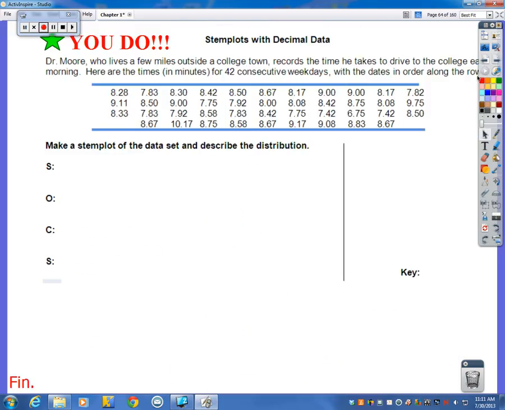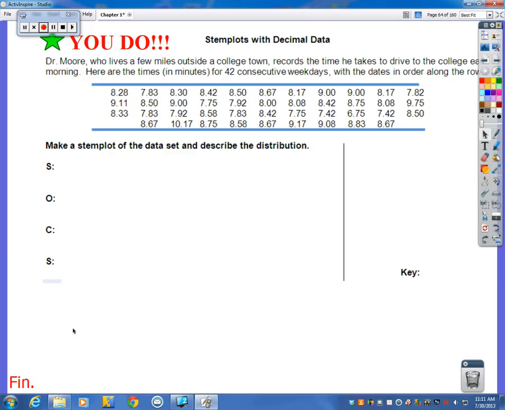Now, the last thing is I want you guys to do this stem plot. Make a stem plot. So here I'm setting you up here and describe the distributions. Tell me about the SOCS. What does the shape of this thing look like? Are there maybe any outliers? It's up to you to determine that. The center, again, you could use mean or median. Probably not going to use mode. And spread, you could just for now use range because that's the only main thing you know about.